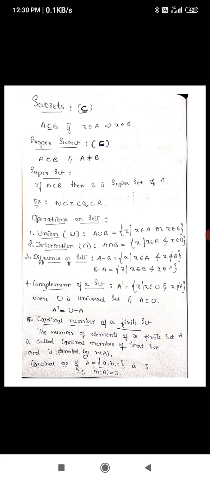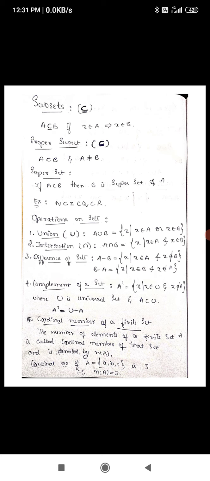Next operation is complement of a set. If A is the given set, then the complement of the set is denoted by A dash, and it is given by A dash is equal to the set of all x where x belongs to U and x does not belong to A. Here U is the universal set and A is a subset of U. Clearly, A complement or A dash is nothing but U minus A. The elements which are not in A belong to A dash.